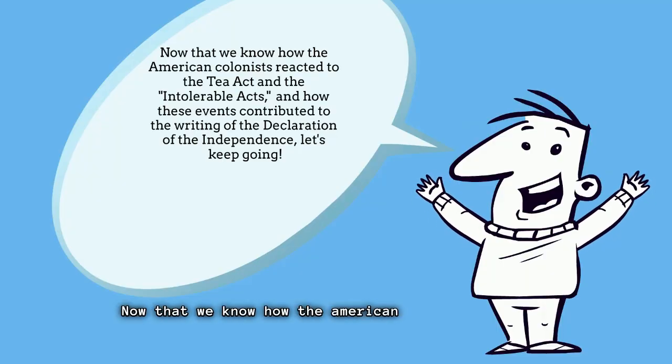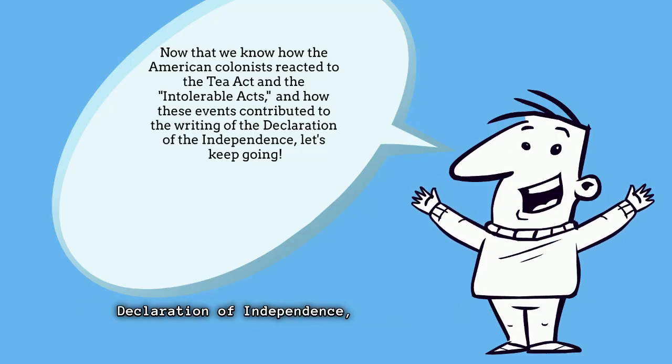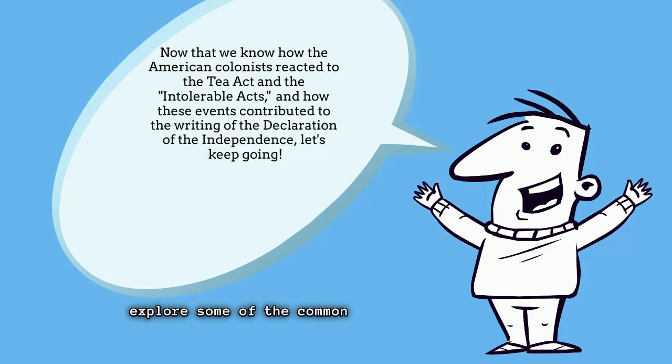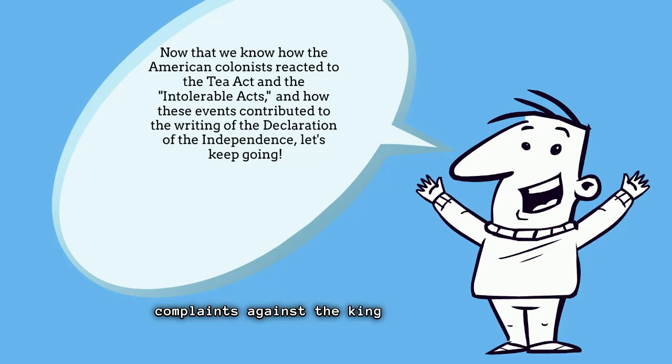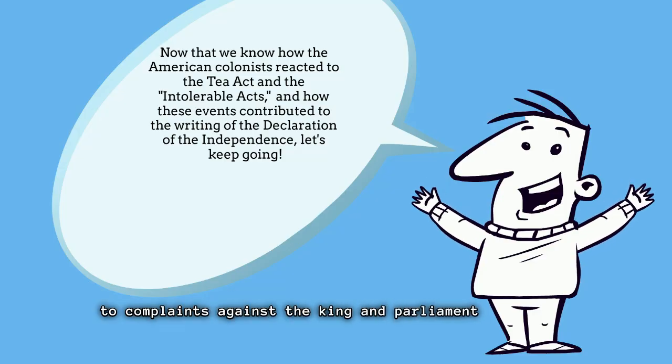Now that we know how the American colonists reacted to the Tea Act and the Intolerable Acts, and how these events contributed to the writing of the Declaration of Independence, I bet you can't wait to explore some of the common themes of the colonists' complaints against the King and Parliament. Be sure to watch the next video, The Road to Independence, Complaints Against the King and Parliament.